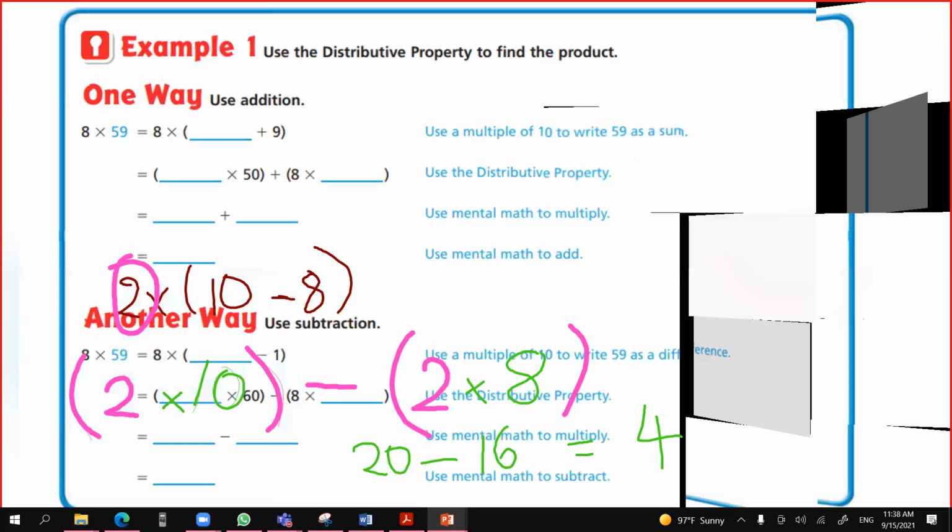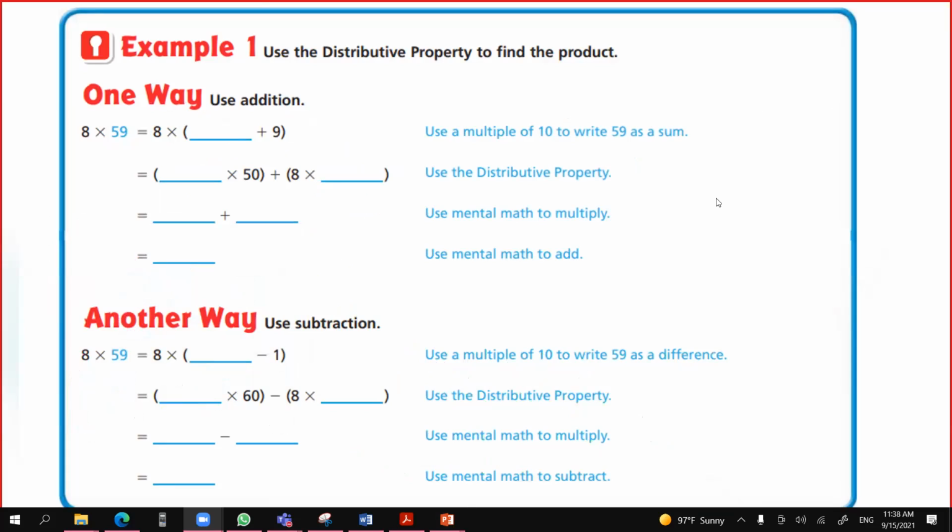Now, let's solve this one here. Here now, why do we use the distributive property? Sometimes, when I ask you in mental math, multiply 8 by 59, you don't have a paper, you don't have any pen. You need to multiply it. Sometimes, in this case, we have to use the distributive property. What do I mean by that?